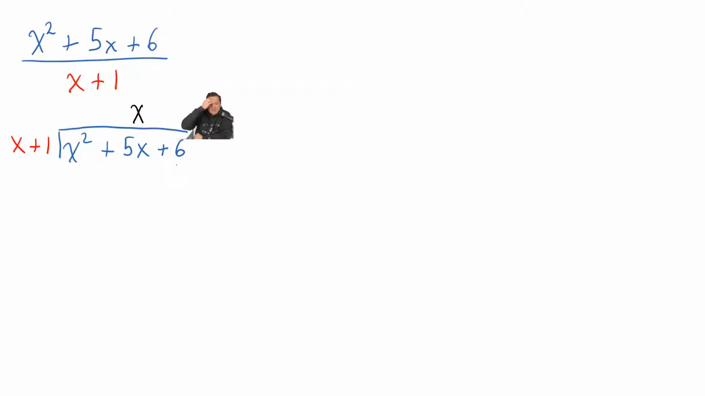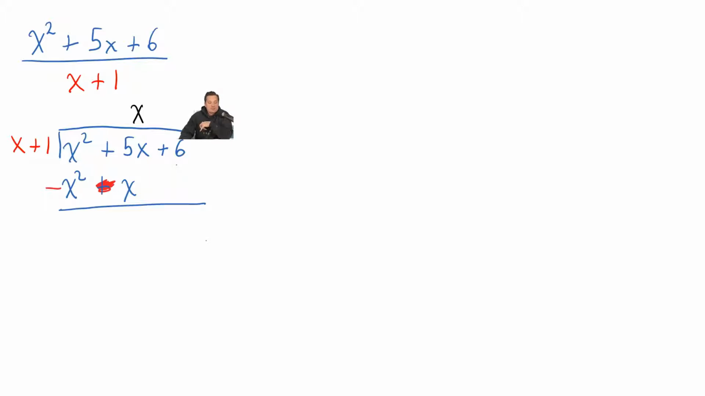Then you proceed as follows. You take the black x, you multiply by the red x, and that tells you that under the blue x you've got to put x squared again. Then you take that black x and you multiply by the red 1, and that tells you that under the 5x you're going to put x, because x times 1 is x. Okay, draw the line, and then you subtract these two.